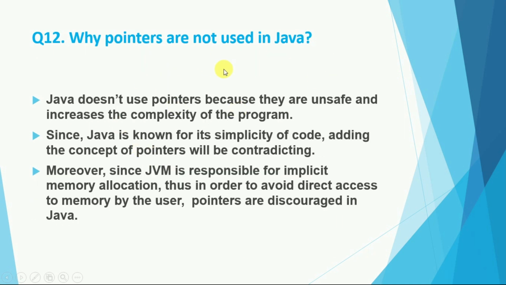Next is, why are pointers not used in Java? We can use pointers in C and C++, but why can't we use pointers in Java? There is a specific reason related to safety. Java does not use pointers because they are unsafe and increase the complexity of the program. Java is known for its simplicity of code, so adding the concept of pointers would contradict that. Moreover, since the JVM is responsible for implicit memory allocation in Java, pointers are discouraged in order to avoid direct access to memory by the user, and for safety purposes we can't use pointers in Java.